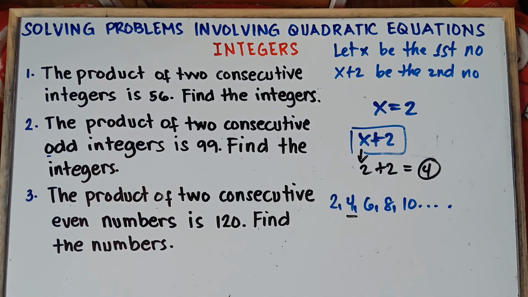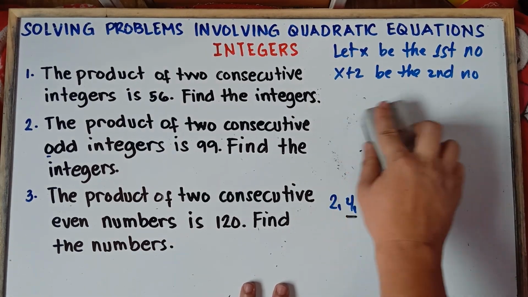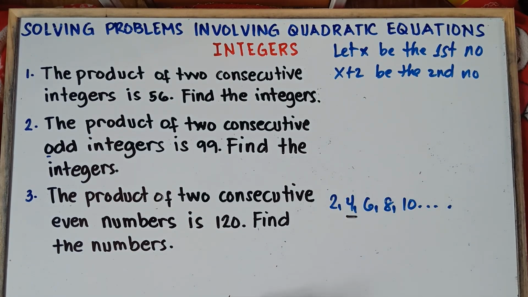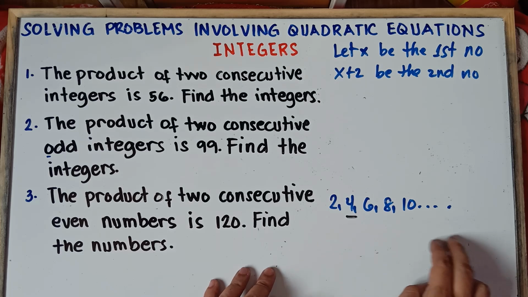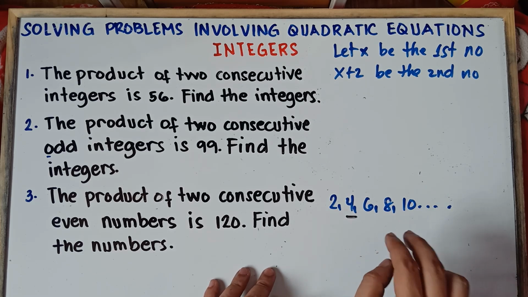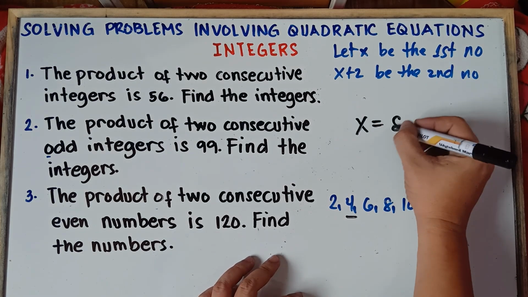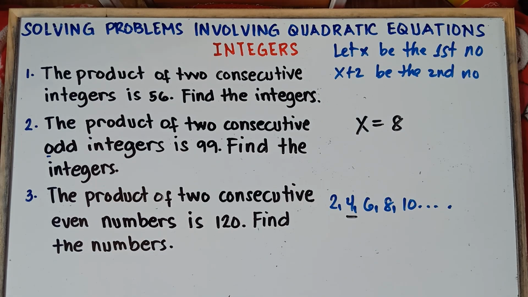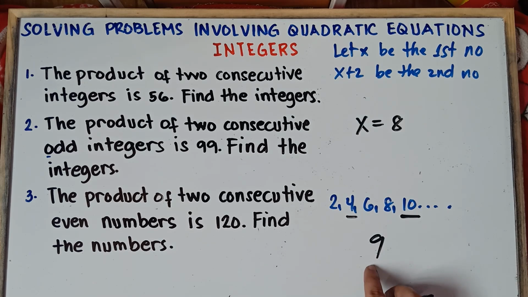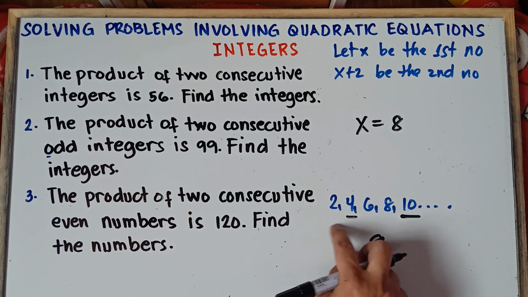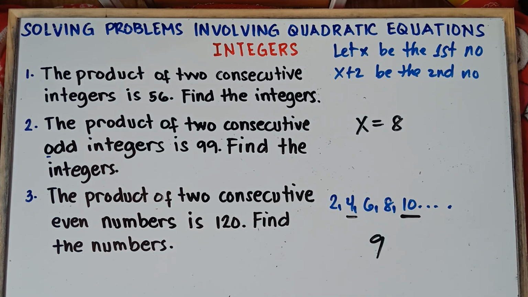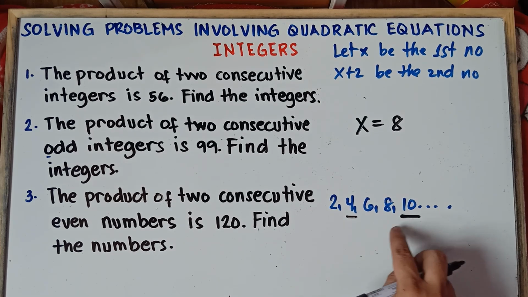Let me give you another example, class. Once again, we don't know the number yet. So we know that these are consecutive even integers. So if we assume, class, x is equal to 8, what would be the next number after 8? Of course, that's 10, right? Once again, class, do not include 9 because 9 is not an even number. So these are consecutive even numbers. So the next number after 8, that's 10.